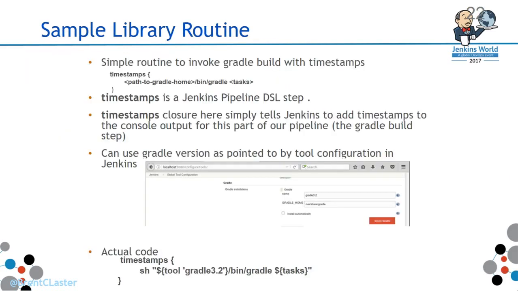Here's a quick sample library routine, just something I wrote. Basically, it's just to invoke a Gradle build with timestamps. Timestamps is a Jenkins pipeline DSL step that tells Jenkins to put timestamps on the console output. The other part on the bottom, the sh command, is a shell step, so it's running a Linux shell. And then the tool command is just a tool step. It says go and get the value of that tool from the global tool settings. In this case, go and see where I have Gradle 3.2 installed, grab that value and substitute it in here.